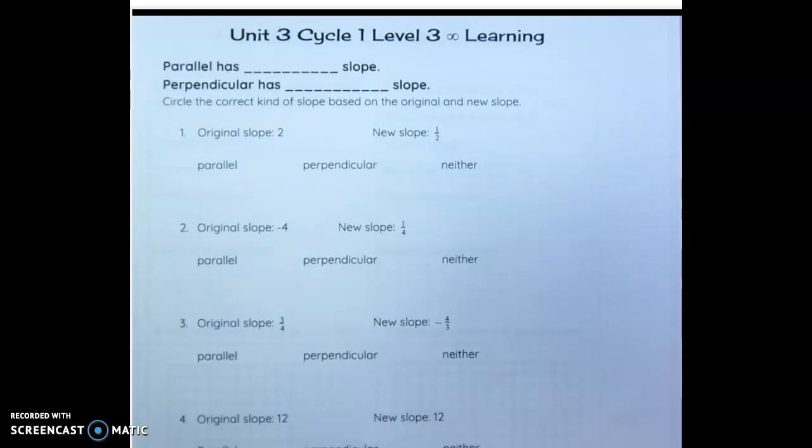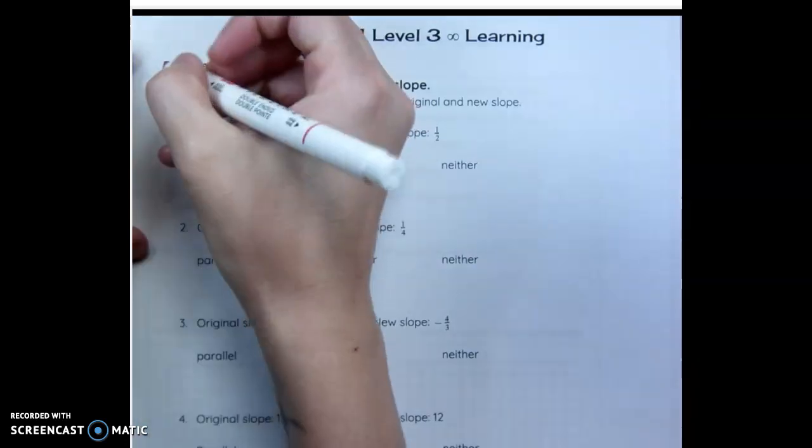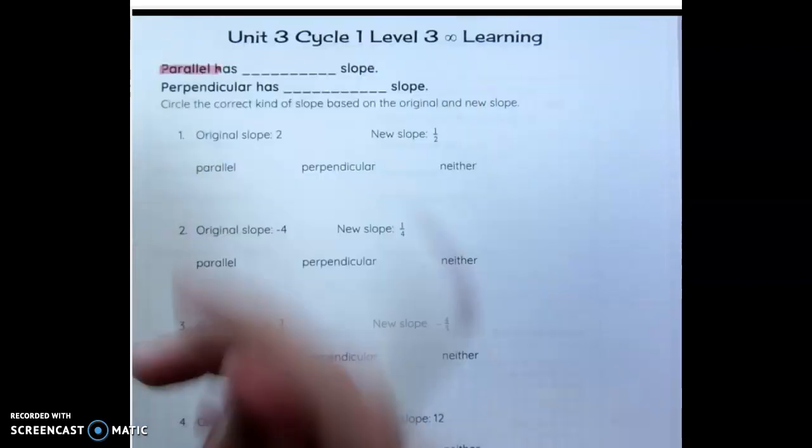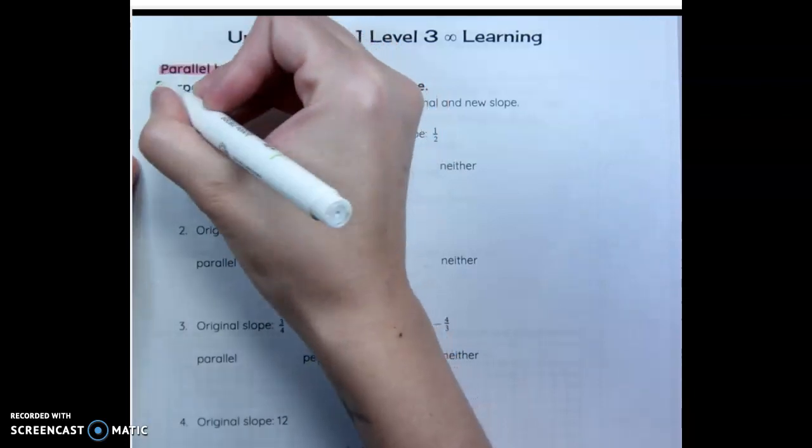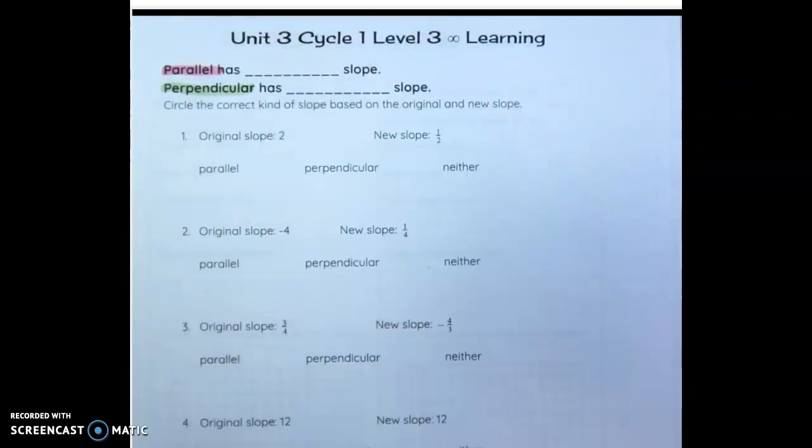So I'm going to use two different colors for these notes. One's going to be for parallel and one's going to be for perpendicular. So parallel, I'm always going to use this color. Okay. And for perpendicular, I'm always going to use this color. If you would also like to use two colors, I will go ahead and tell you to pause so that you can go get your stuff.